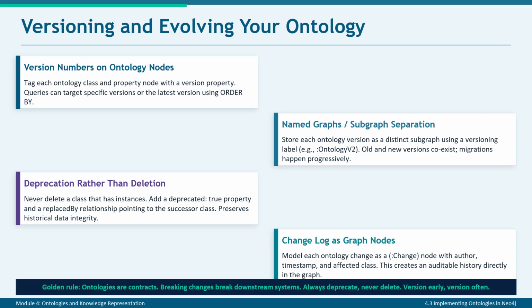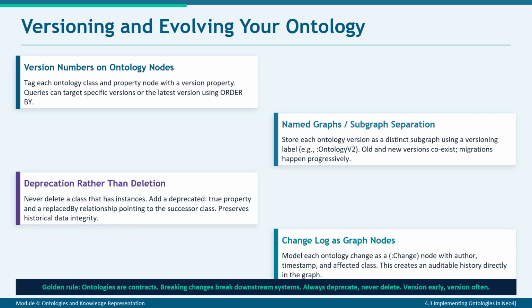Strategy 3. Deprecation rather than deletion. This is the most important one. Never delete a class that has instances in your graph. Add a deprecated property set to true and create a REPLACED_BY relationship pointing to the successor class. This preserves the historical integrity of your instance data while signaling to downstream systems that the class is no longer current.